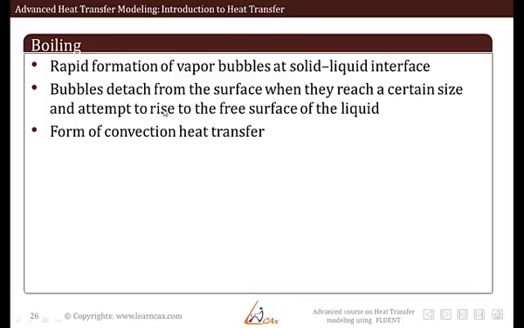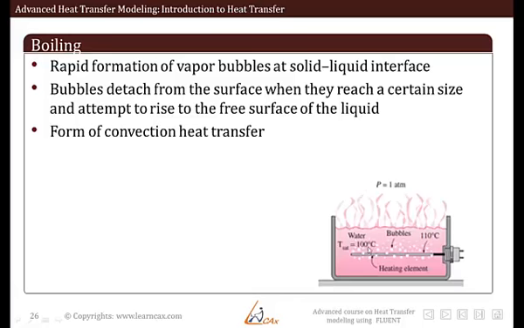This is a form of convection heat transfer, as shown here. This is the heating element, and there is bubble formation which rises to the top of the liquid surface, and we have this T saturation of this liquid at 100 degrees centigrade, and the temperature of this heating surface is above 100 degrees centigrade, that is, above T saturation.